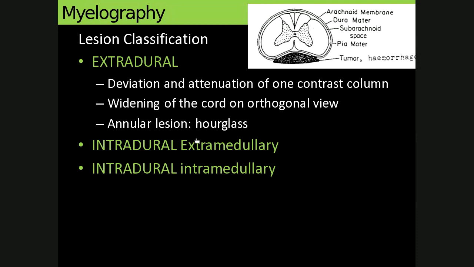An intradural extramedullary lesion means that it's outside of the parenchyma of the cord, but confined within the dura mater. So it's in this meningeal region. And that's typical of neoplasia to sit there. And then an intradural intramedullary lesion sits within the spinal cord parenchyma. And this would be, for example, inflammatory infectious disease or neoplasia.